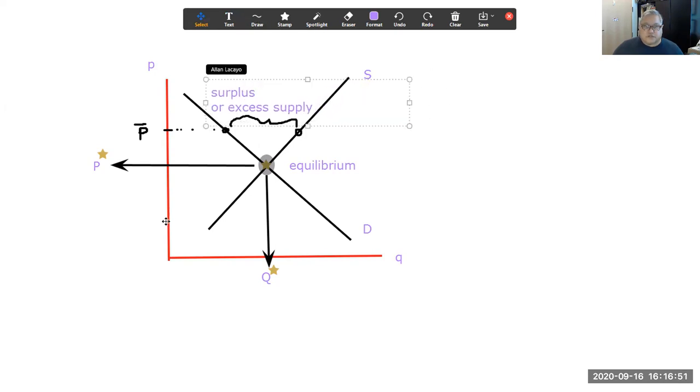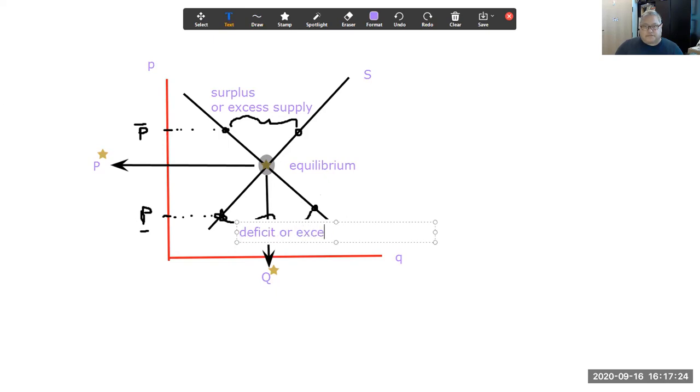Other situations where you might see a price that is below the equilibrium level of a market can result in situations that we call excess demand for the good, because the quantity demanded exceeds the quantity supplied at such below-market equilibrium prices. So we call those situations of deficit or excess demand.